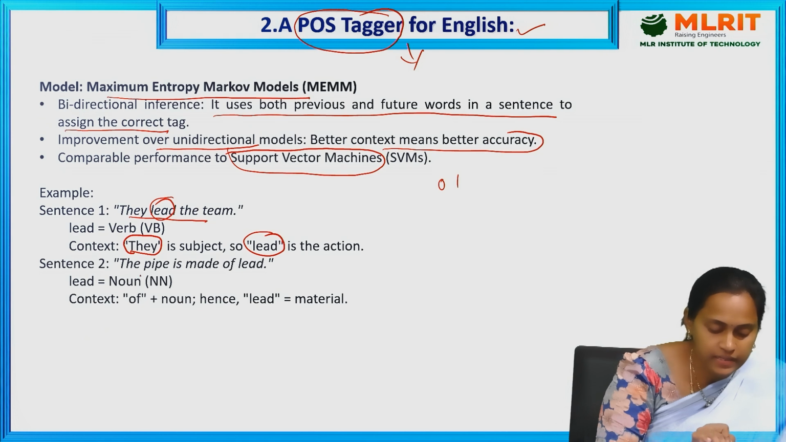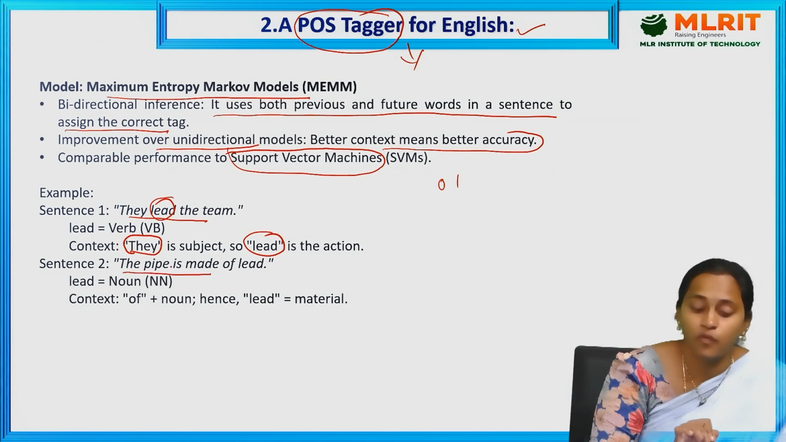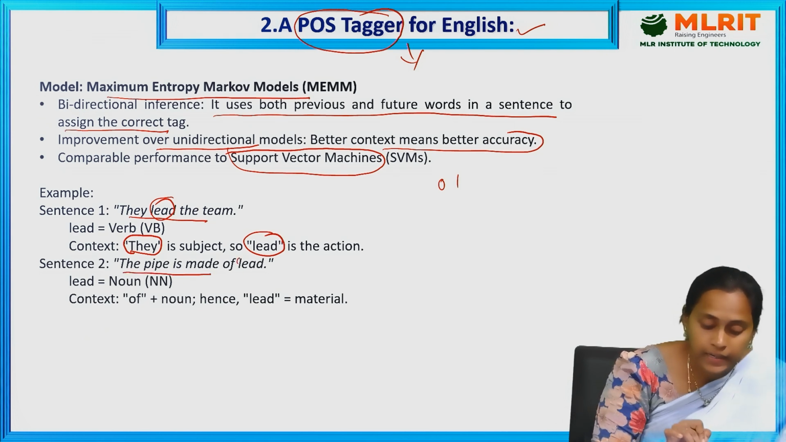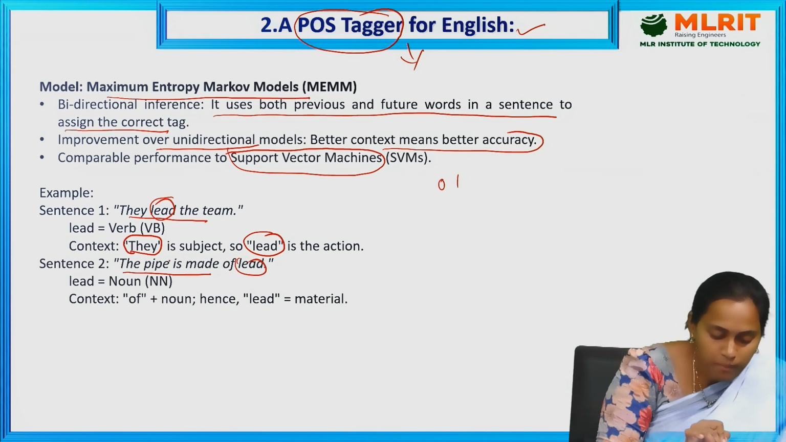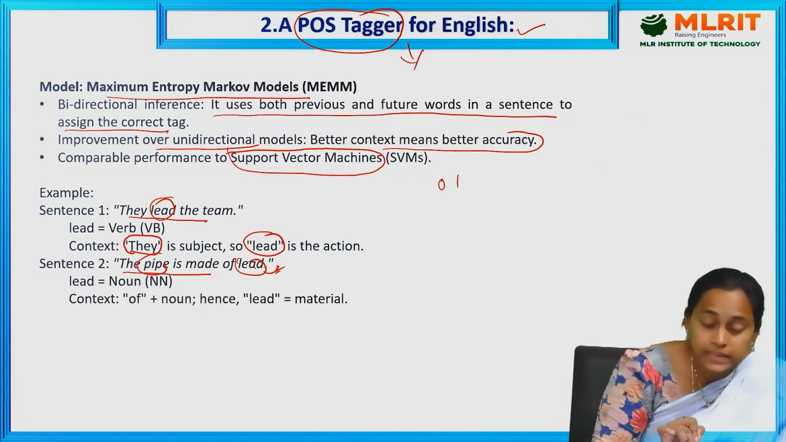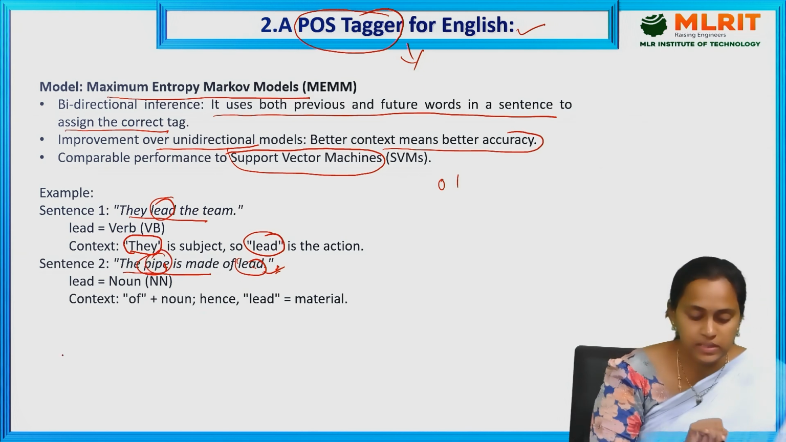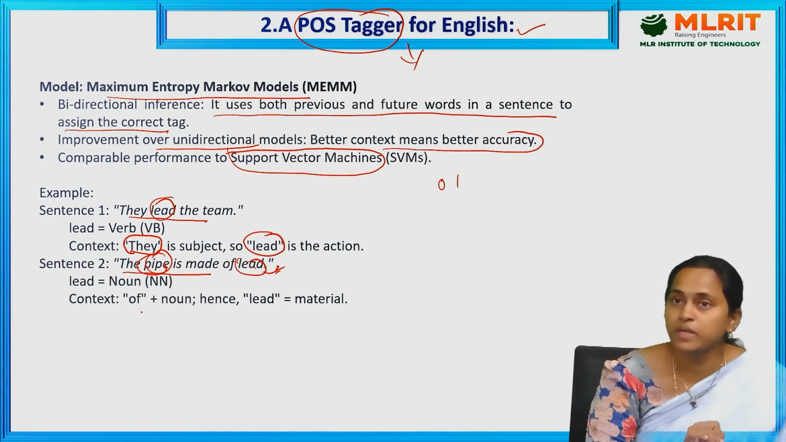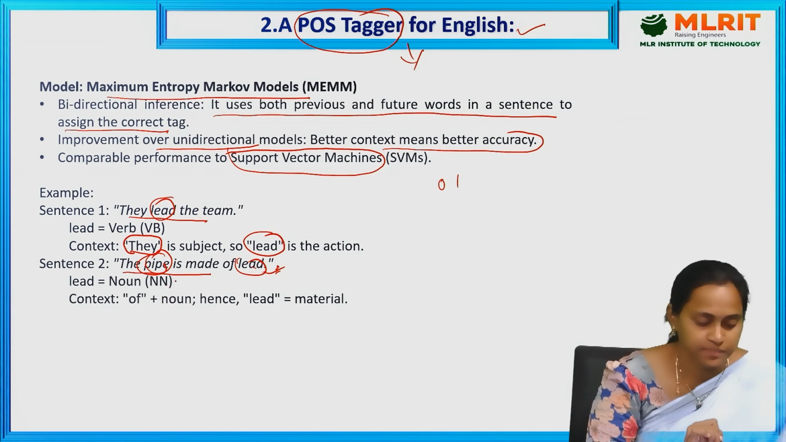See the second sentence: "The pipe is made of lead." See here, lead is a noun because here lead is the material, right? The pipe is made of lead. This depends on the surrounding words. The POS tagger allocates the POS tags.